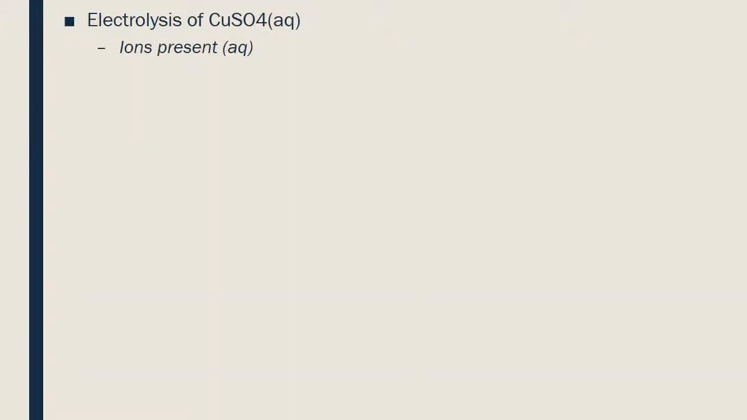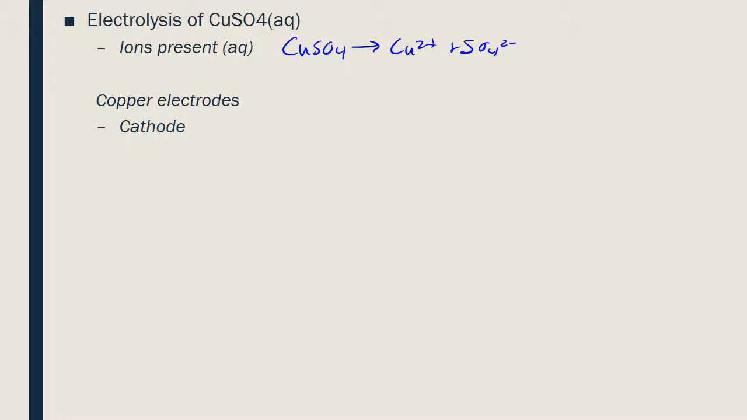So what happens when you use copper electrodes? Okay, so if we're going to be using copper electrodes, then I'm just going to rewrite the ions so you remember. If we're using copper electrodes at the cathode, we're going to see the same as above, where copper is going to be selectively discharged over water due to its E theta value.